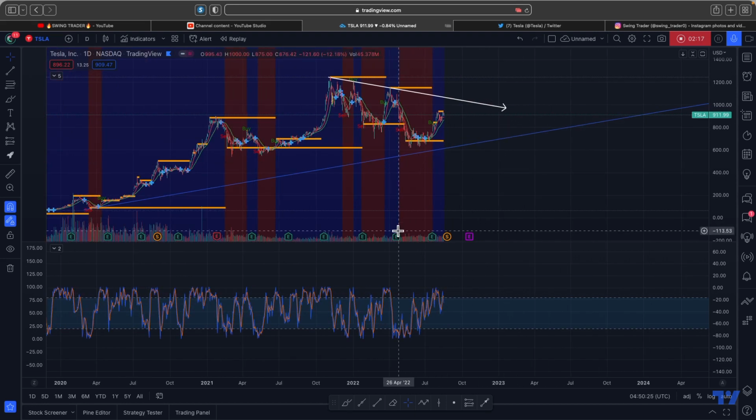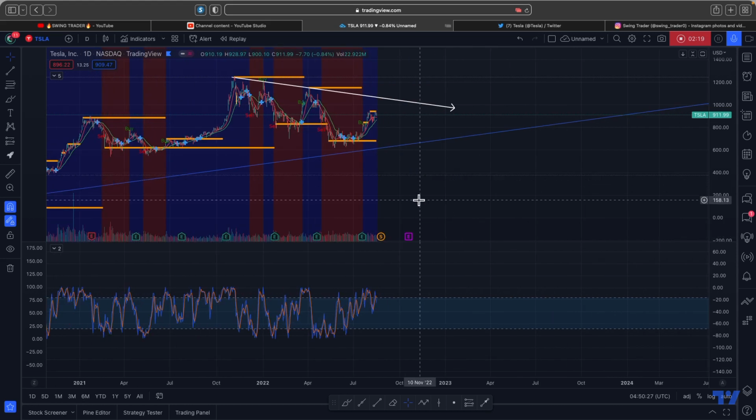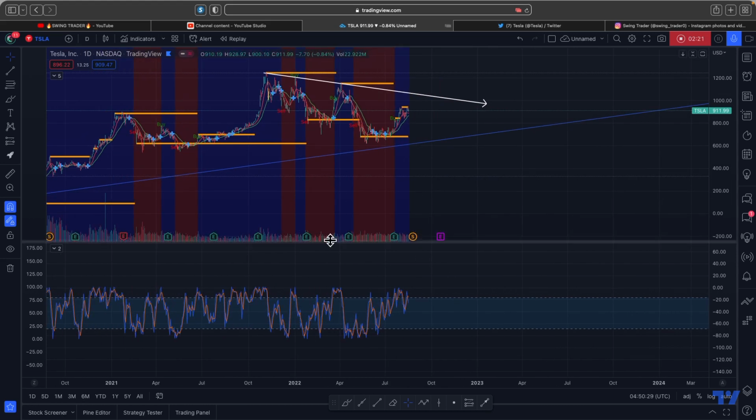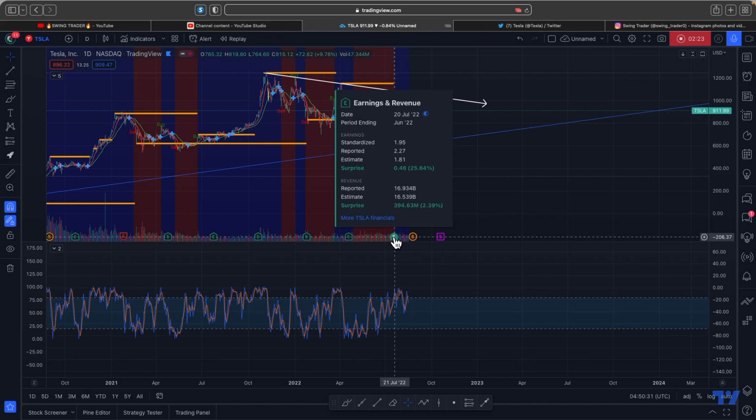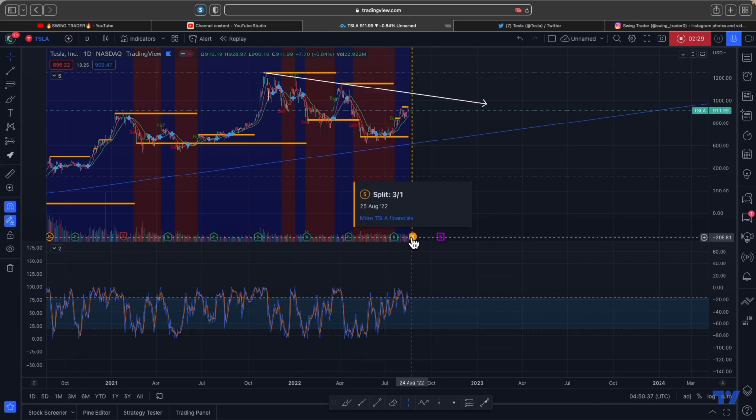The really cool thing that I want to point out with TradingView is that it gives you everything you need to know. The E stands for earnings, which is when the company will report its earnings and revenue on a specific date. The S is very exciting. It's going to happen next week on the 25th, when Tesla will do a 3-to-1 split. So if you have one share of Tesla, that will become three after the 25th. That is amazing, and it's coming up next week.